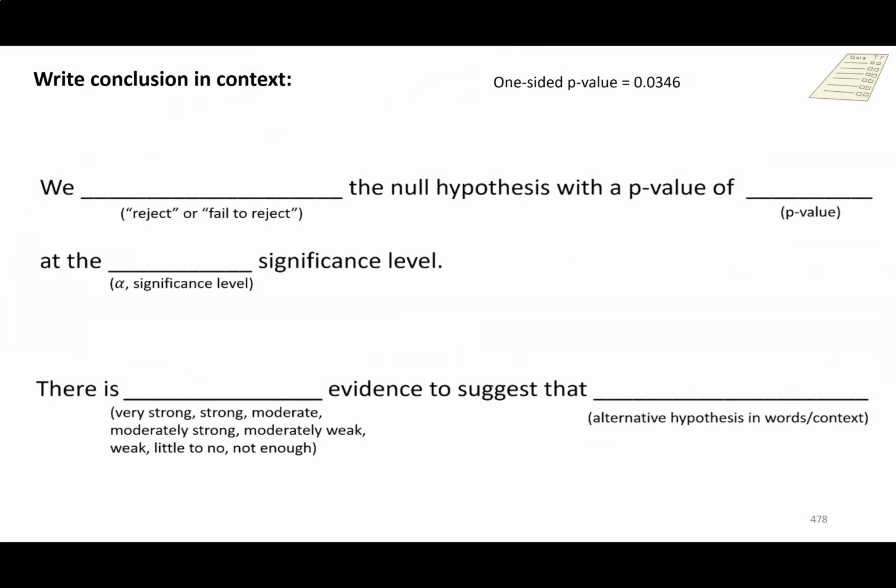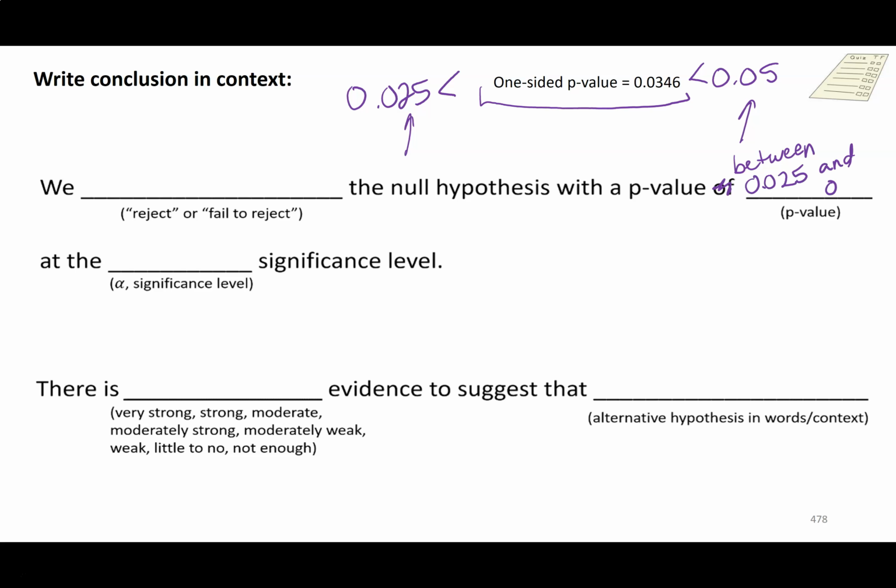So here, when I plugged it into my calculator, I found that the p-value was 0.0346, which is between 0.025 and 0.05. So with a p-value between 0.025 and 0.05 at the 10% significance level, either way, wherever the p-value is in this range, it's still less than 0.10. So we're going to reject.